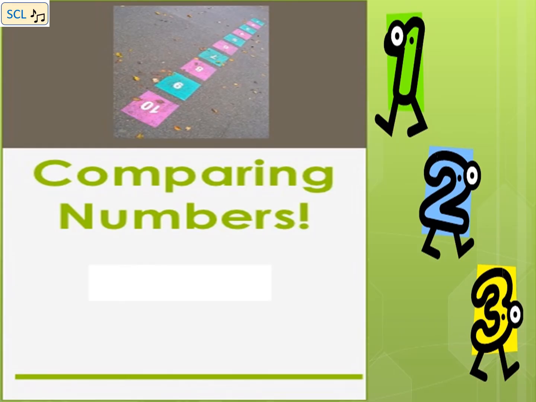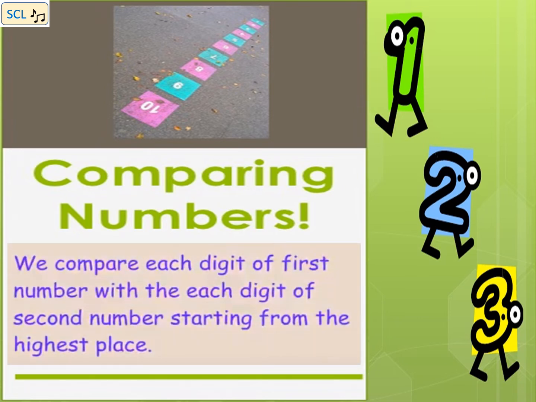Next we will learn how to compare numbers. We compare each digit of first number with each digit of second number starting from the highest place. Comparing is of two types. One, when we have the numbers with different digits, and another when we have the numbers with the same number of digits. Let us see both of them one by one.